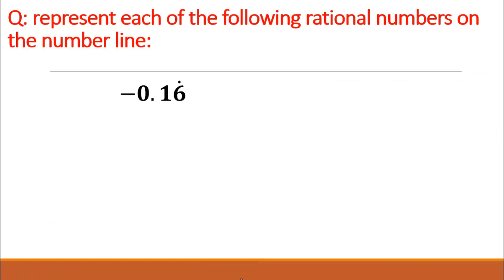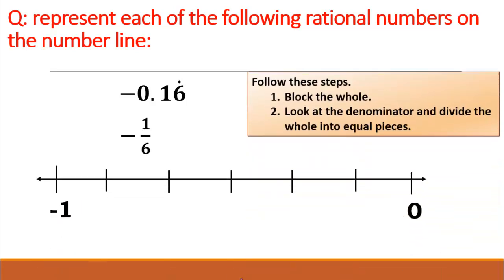You want me to represent this recurring decimal, negative 0.16, and this 6 is repeated. To answer this question, first you will go to your calculator and find what is the rational number for this recurring decimal. It's negative 1 over 6. Again, block the whole, meaning that I want to know where exactly this number lies. It lies between 0 and negative 1.